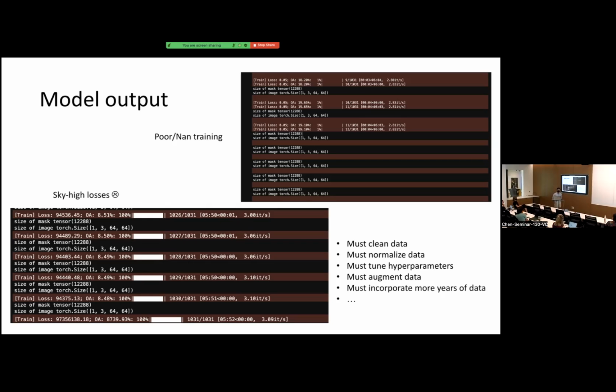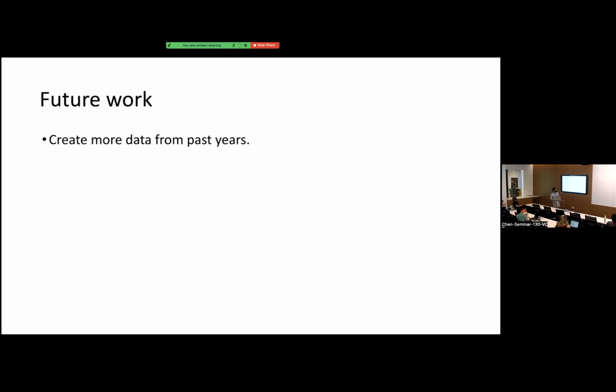And for this project, I only looked at 2019, but I'm hoping to incorporate the last 30 years of data that we have access to. I think that would really go a long way in improving the model. In terms of future work, again, creating more data from past years is a priority. I think it'll be really exciting just to train and run tons of different models.